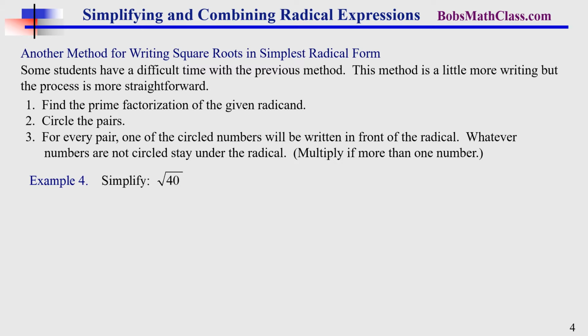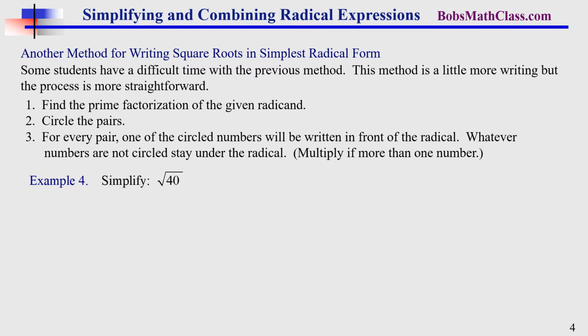Okay, here's another method. The last one was a little complicated because we had to find that right pair. This process is more straightforward. Number 1, we're going to find the prime factorization of the given radicand, the prime factorization tree. Then we're going to circle the pairs. Now, pairs is because we're talking about square roots. If we're talking about cube roots, then you circle in groups of 3. If you're talking about fourth roots, then you circle in groups of 4. In general, if you're talking about nth roots, then you circle in groups of n.